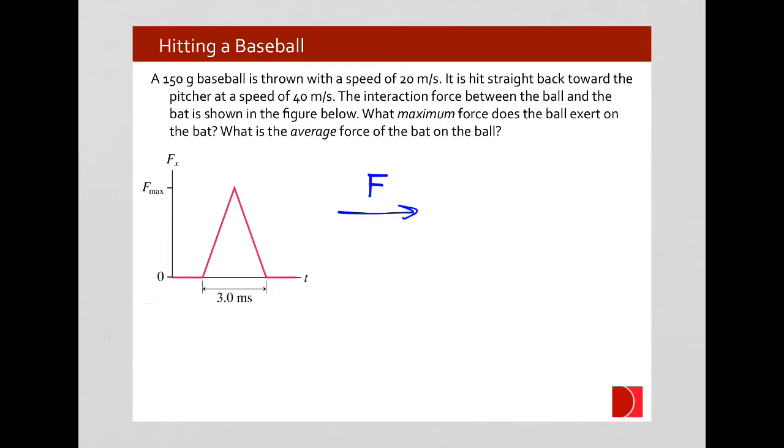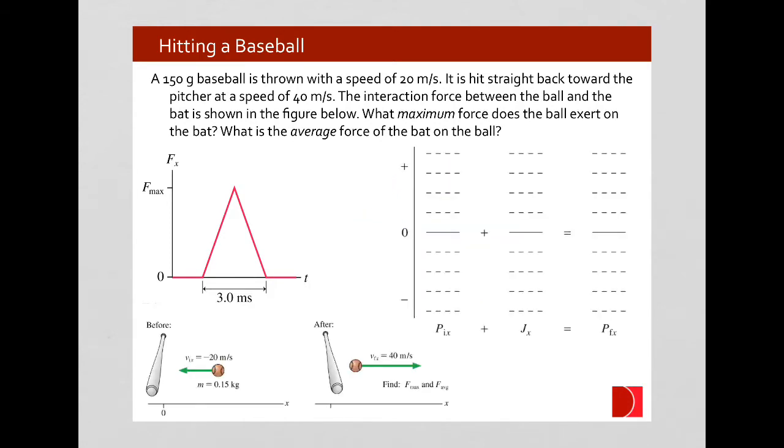If we know that the ball is initially thrown to the batter at 20 meters per second and it is hit away at 40 meters per second, that tells us that the initial velocity must be to the left so that the bat can apply a force, and then there would be a final velocity to the right. That tells us that the initial velocity will be negative because it's to the left, the final velocity will be positive, and then similarly the final momentum will be positive, the initial momentum will be negative.